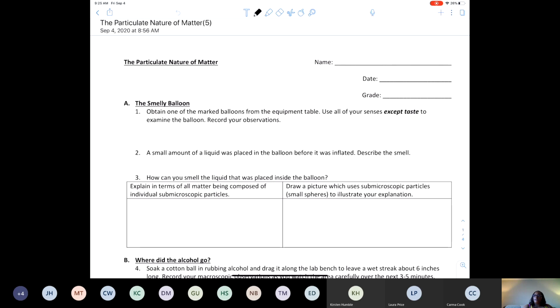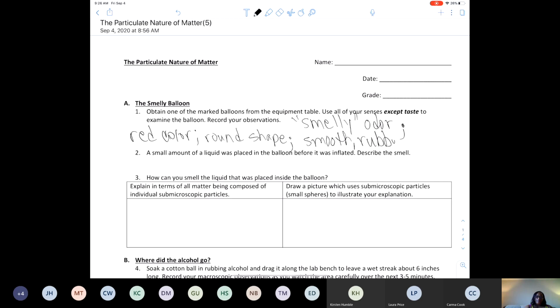So I see most of you are back in the meeting room. Let's talk about your responses to questions 1 through 3 for part A. In observing the balloon, I told you that the balloon had a smelly odor coming from it. Some of the other things that you could have written in your observations: it had a red color, a round shape. And I do believe I also stated in the video, it had a smooth, rubbery feel to it.